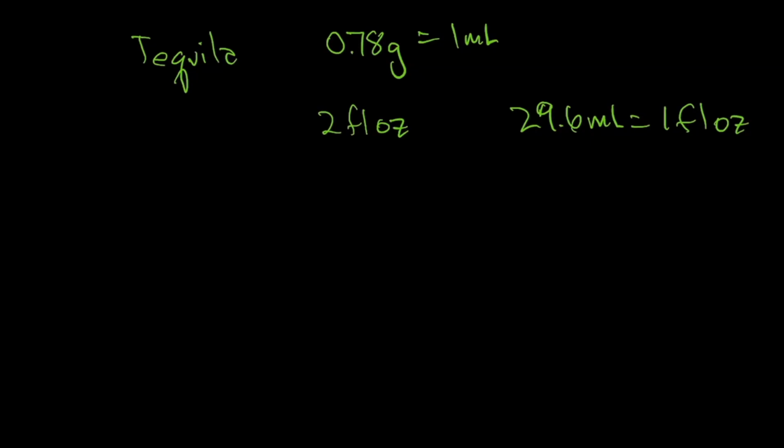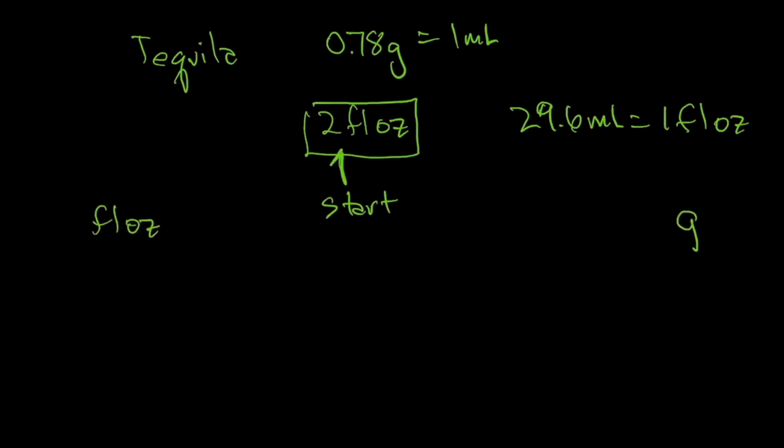We're starting with this. This is our starting point because it says what mass of tequila will fill 2 fluid ounces. So the 2 fluid ounces is what we need, and we need to figure out what mass of tequila will be in there. So that's our starting point. Start with that. So we got fluid ounces, and then at the end, we're ending up with grams. This is my starting point. This is my ending point.